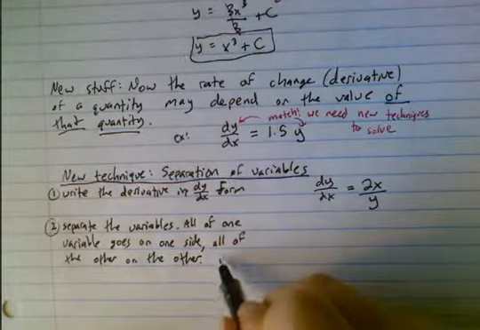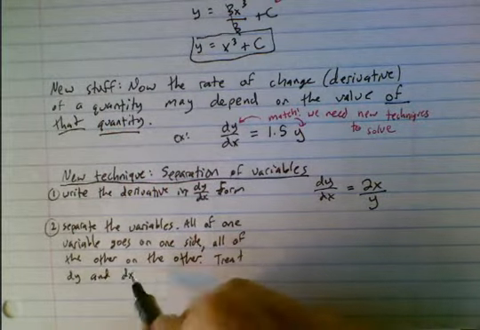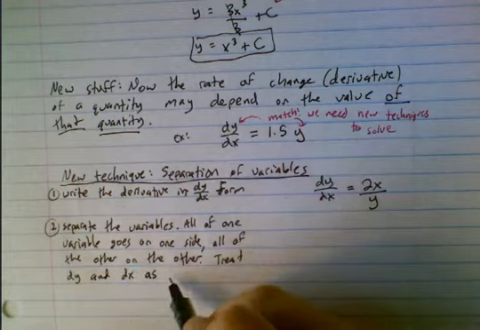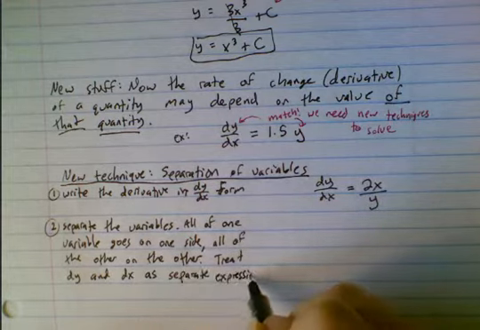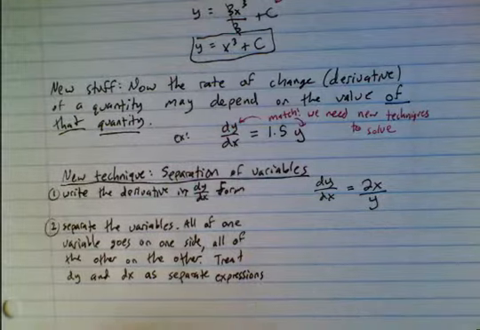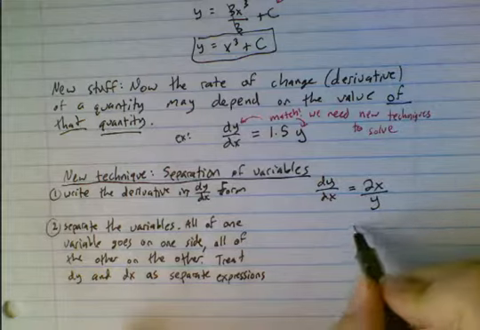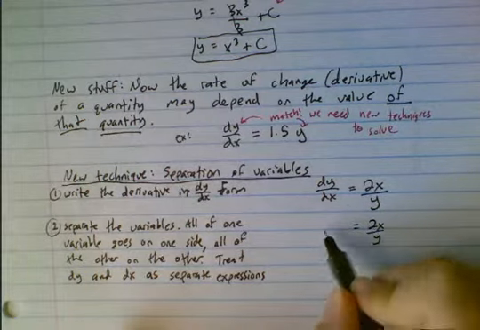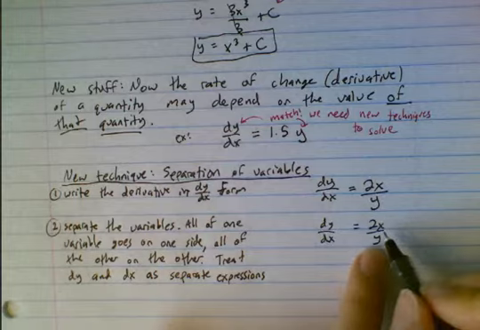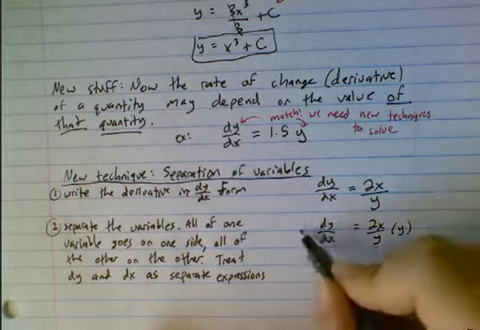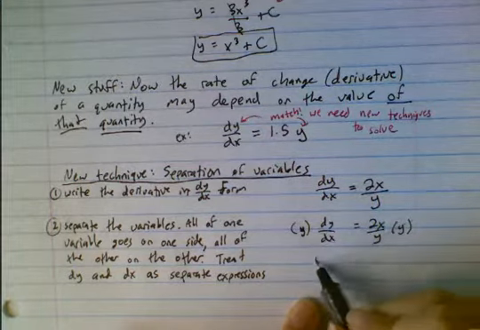In this case, we're going to treat dy and dx as separate expressions. So when we're separating our y's and our x's, we're separating dy and dx as well. So like right over here, we want this y and this x to be separated. So if we multiply both sides by y, then the y goes over here.